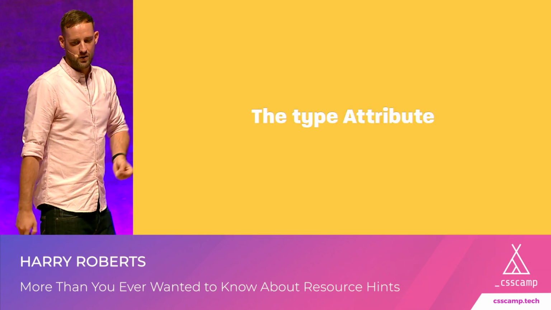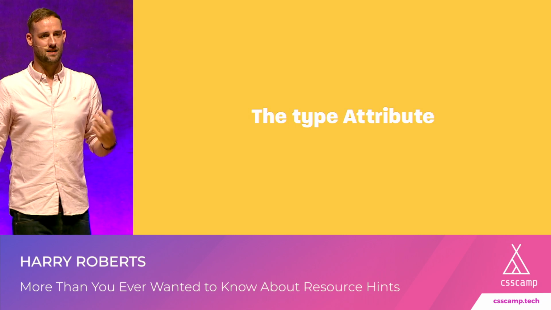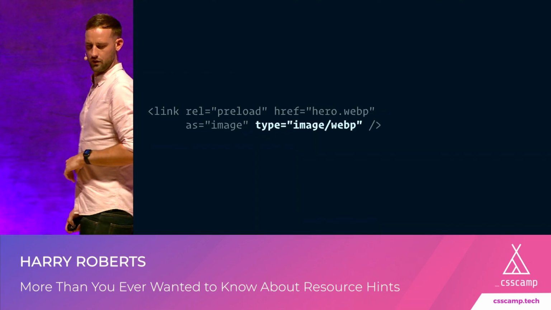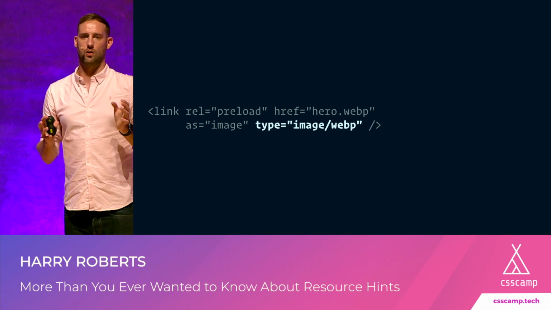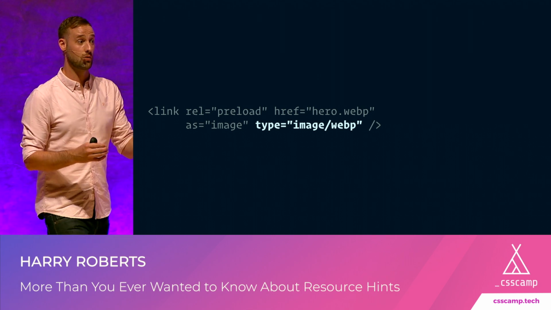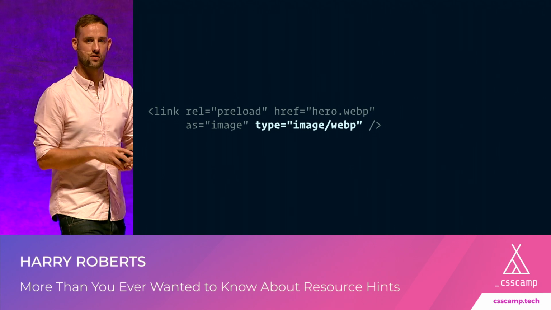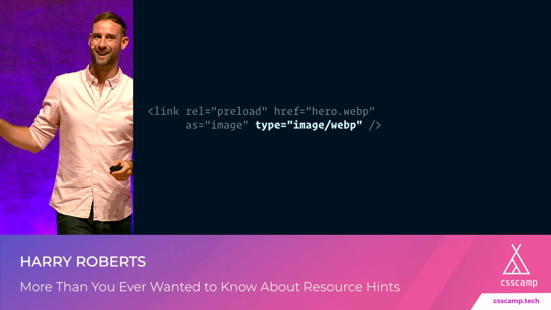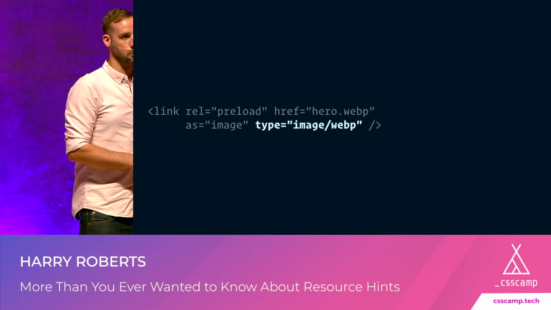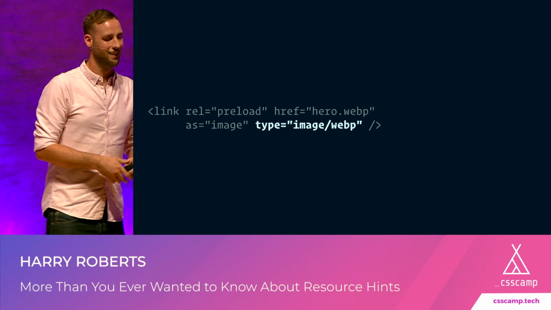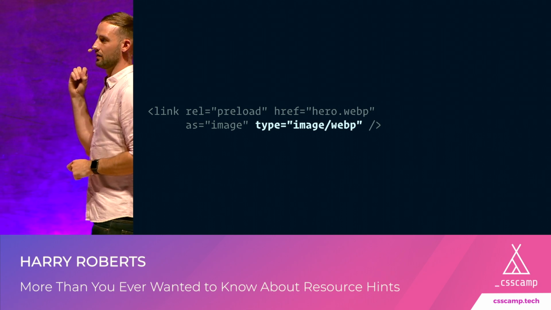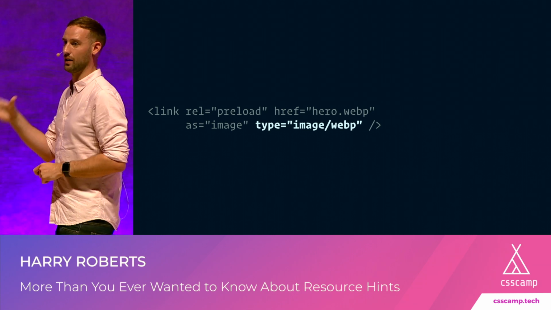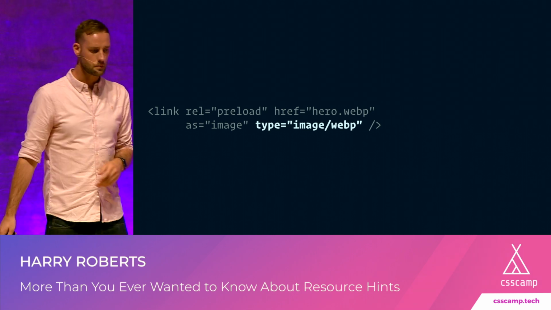Next up is the type attribute, and the type attribute simply accepts a MIME type. This is very rarely used, but the best example I could give you is you might have a condition in which a browser does support preload, but doesn't support the type of file you're preloading. Safari does support preload. It doesn't support WebPs. So in this instance, it's wise to use the type attribute to tell Safari, you can't do anything with this file. You don't understand WebPs, don't download it.